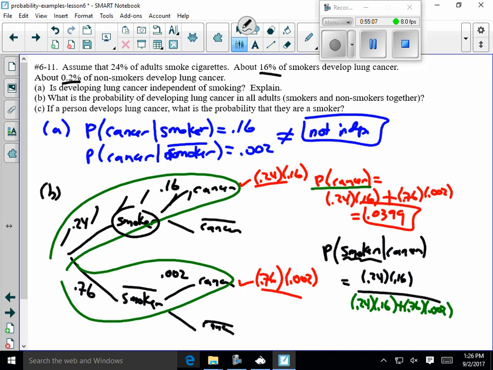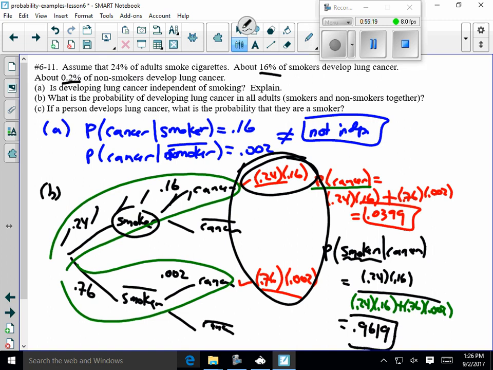It'd be 0.24 times 0.16. It'd be, right, this probability divided by both the probabilities. This probability out of both probabilities. And that turns out to be 0.9619. So if you do have lung cancer in this town, there was a 96% chance that you were a smoker.